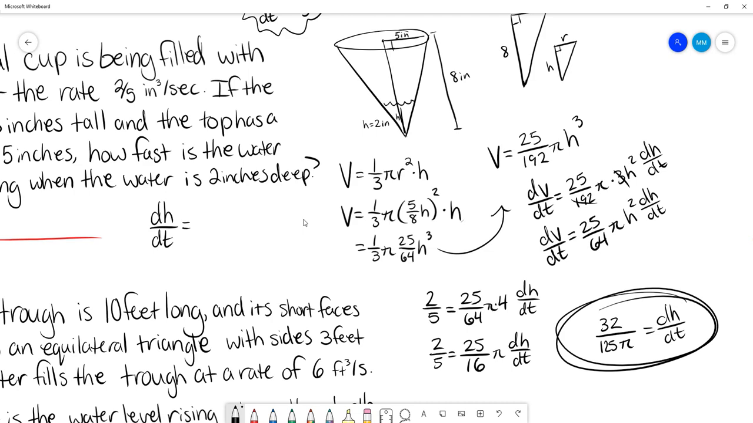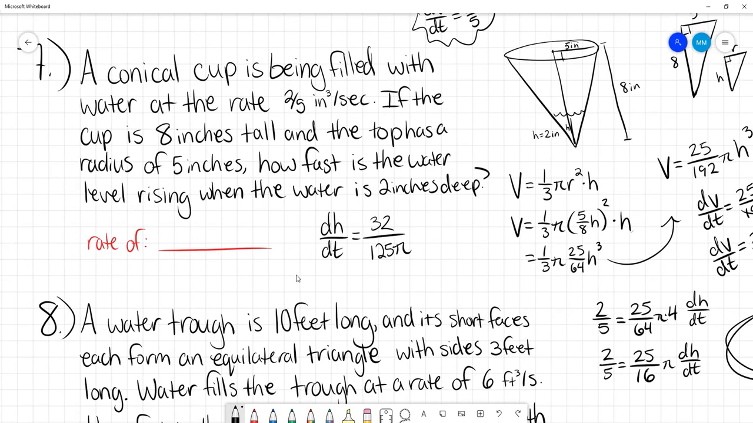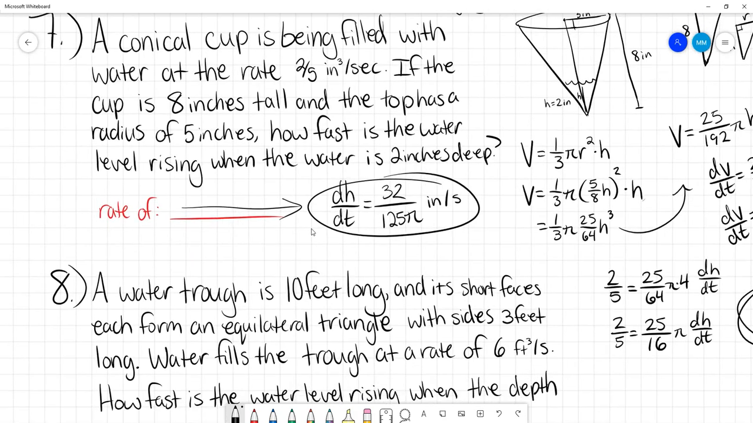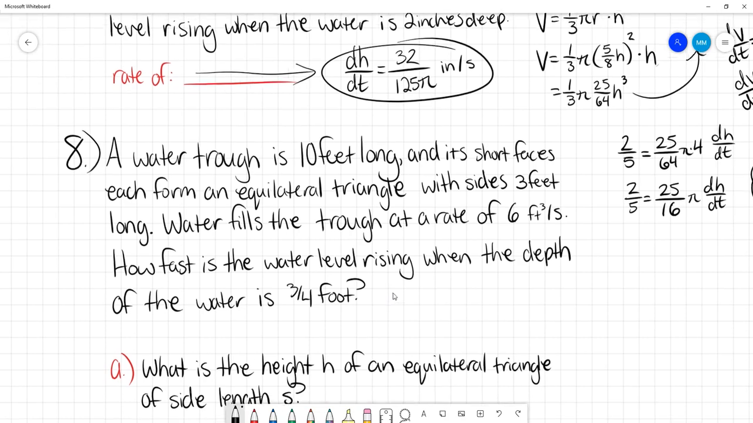But anyway, we found that the rate of change of the height of the water is this, and we know that that's going to be in inches per second. And that's the answer. That's how fast the water level is rising.